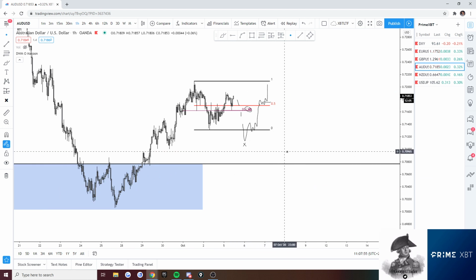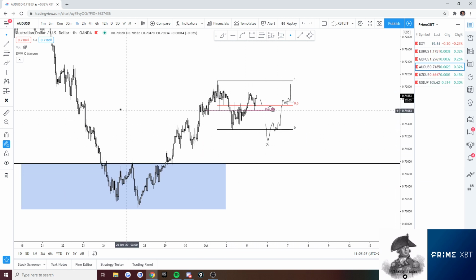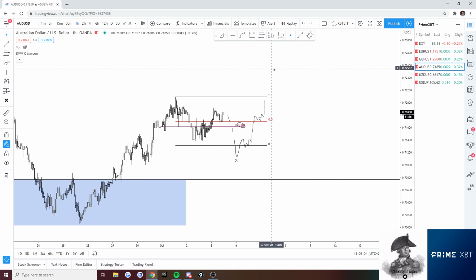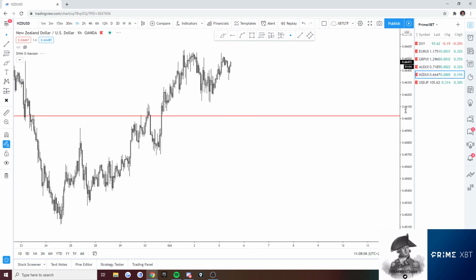Wait for a retrace, a sweep of the low into last month's low, and then wait for the reclaim of the daily open, the weekly open, and the mid-range, and then start looking for longs, okay.